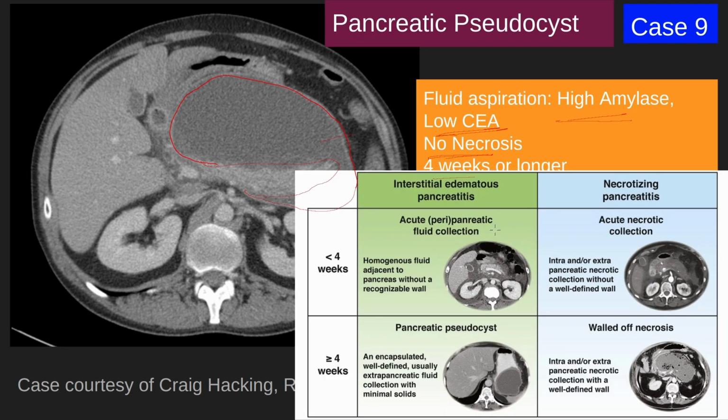There's a very popular table to classify these fluid collections. So if there is peripancreatic fluid collection associated with interstitial edematous pancreatitis and it is less than 4 weeks old, it's called acute peripancreatic fluid collection. If the fluid collection is greater than 4 weeks old, it's pancreatic pseudocyst. In terms of necrotizing pancreatitis, if the collection is less than 4 weeks old, it's called acute necrotic collection. And when the duration is more than 4 weeks, it is called walled off necrosis.